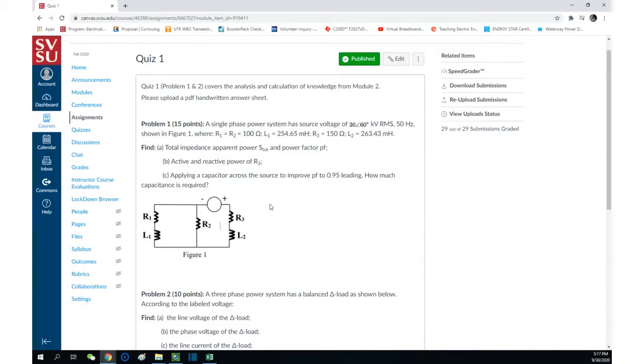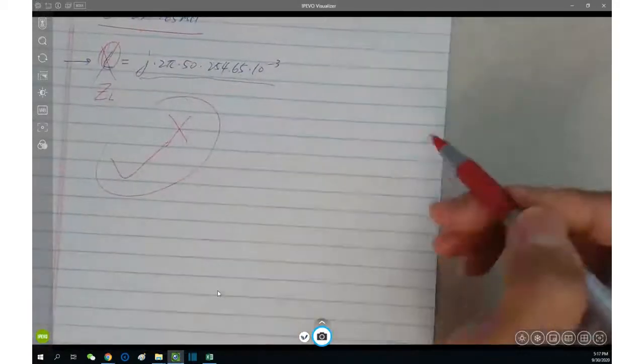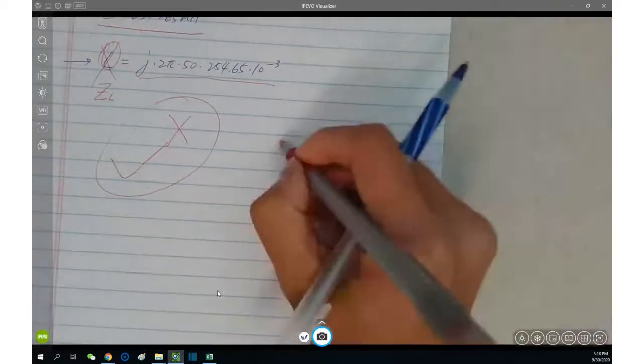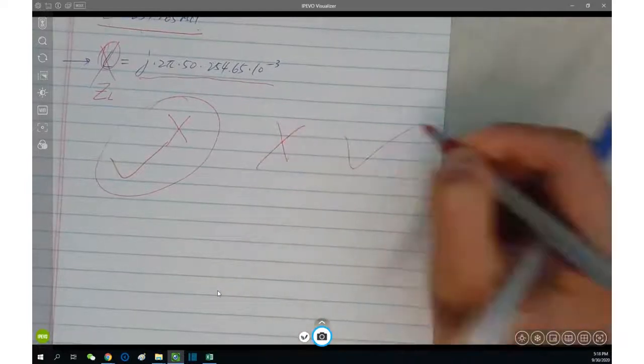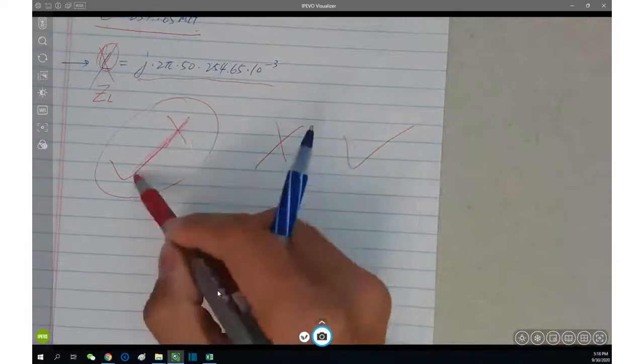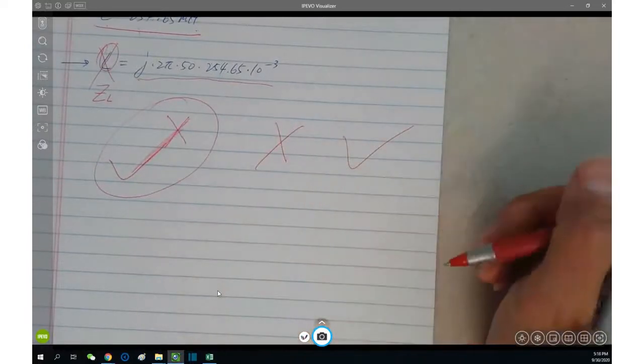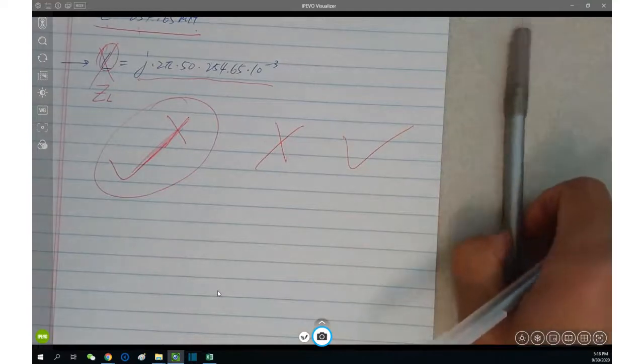Another thing is that in my grading, I'm using a plus, a cross, and a check. You understand what I mean here? Of course, three types, right? Cross means wrong, check means right. And then what does this mean? Partial credit. Yes, basically right.